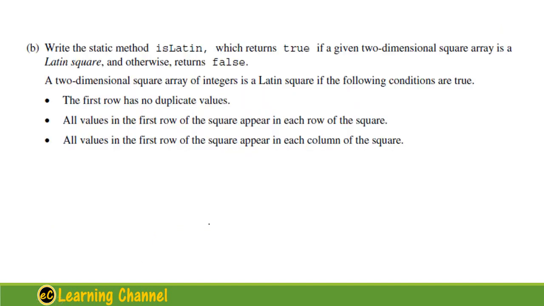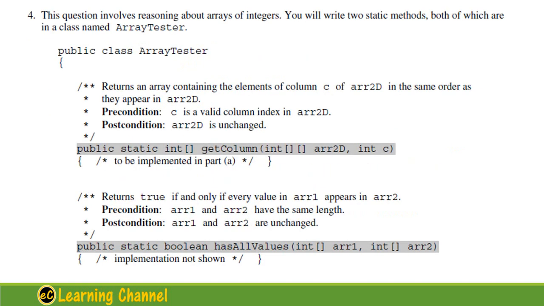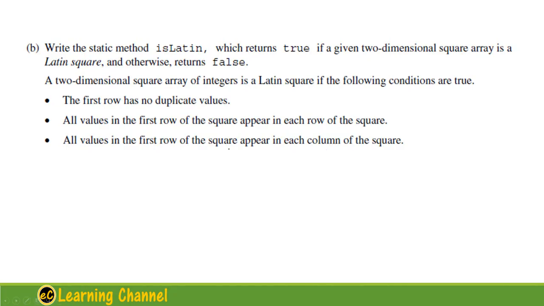That's not hard. The second one is Latin. In Latin, you check the following 3 conditions. First, the first row has no duplicate, so you get the first row and run the containsDuplicates check, and it must return false to validate this. Second, you check each row to make sure that every row has the values from row 0. So it will call the hasAllValues function, which makes sure that one array's values are all contained in the other array. That's the only function we need to run. And then for the columns, same thing: you get each column in the 2D array and check it against the first row, to make sure that all the first row values are shown in each column.